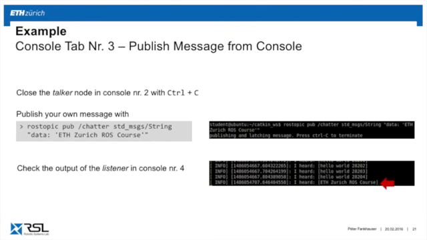What we want to do now is, in console number 2 or 3, publish your own message. This is a little bit of a longer command, and you can type in rostopic pub for publishing on the topic /chatter of type std_msgs/String. And then if you use the tab button, it gives you this structure where you can fill in any message that you want to publish. Here in this example, I filled in ETH Zurich ROS course.